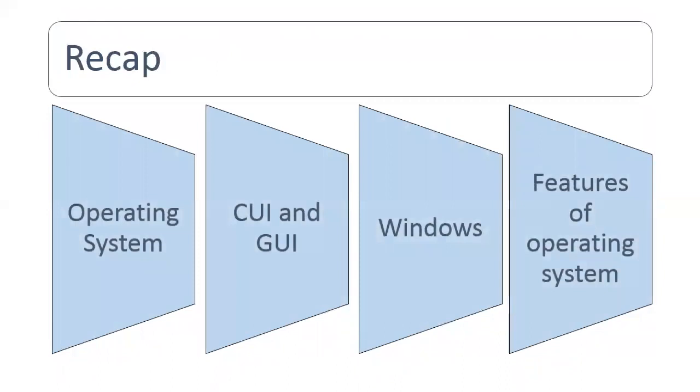An operating system is a set of programs that manages the resources, processes commands, and controls the execution of programs. We've also learned about CUI and GUI. The user in a character user interface types commands to interact with the computer, where MS-DOS is an example of CUI. The user in a graphical user interface clicks the icons to interact with the computer. Windows is an example of GUI.